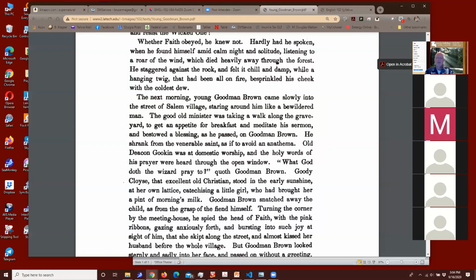What about Deacon Gookin? He was at domestic worship, and the holy words of his prayer were heard through the open window. "What God doth the wizard pray to," quoth Goodman Brown. Now let's unpack that a little bit.